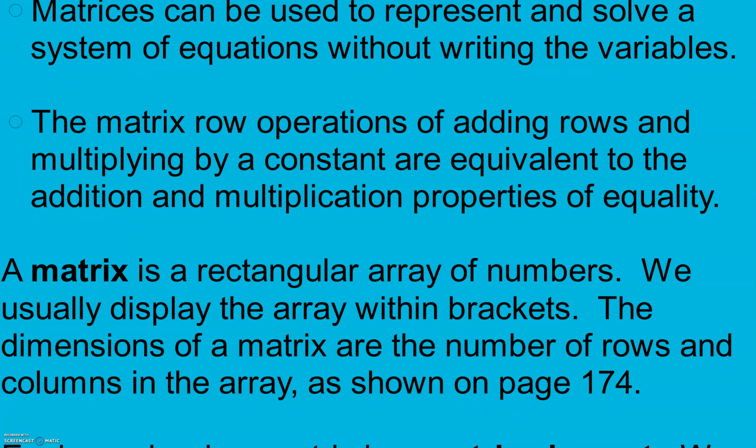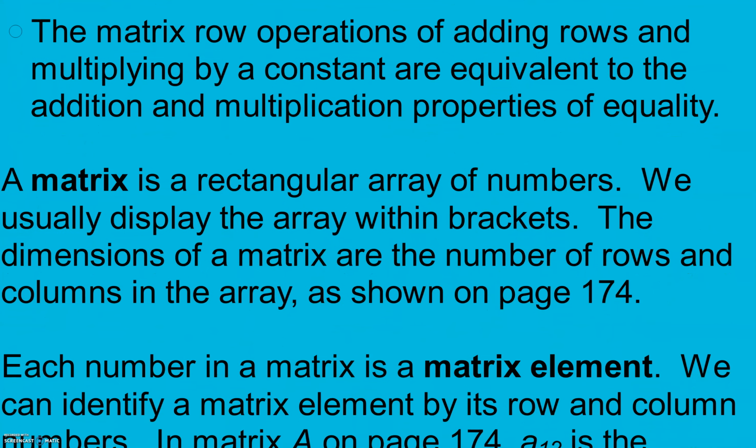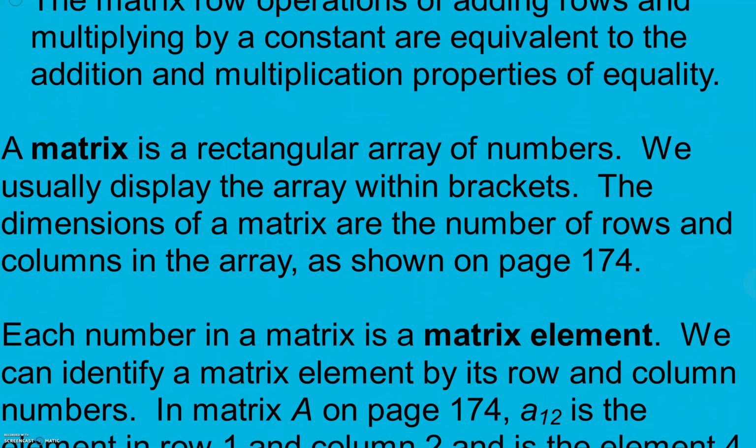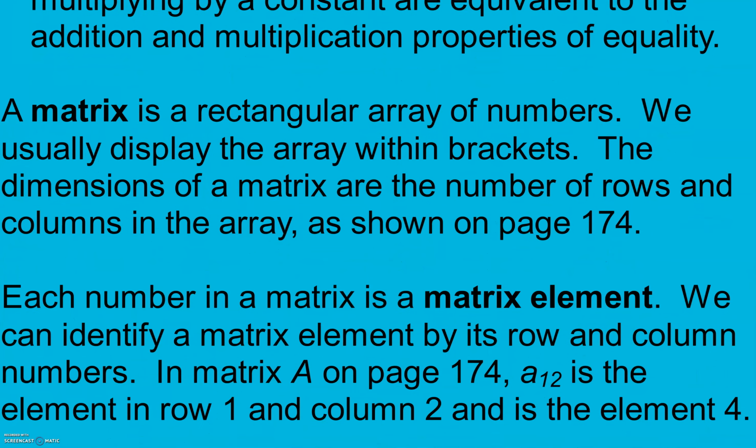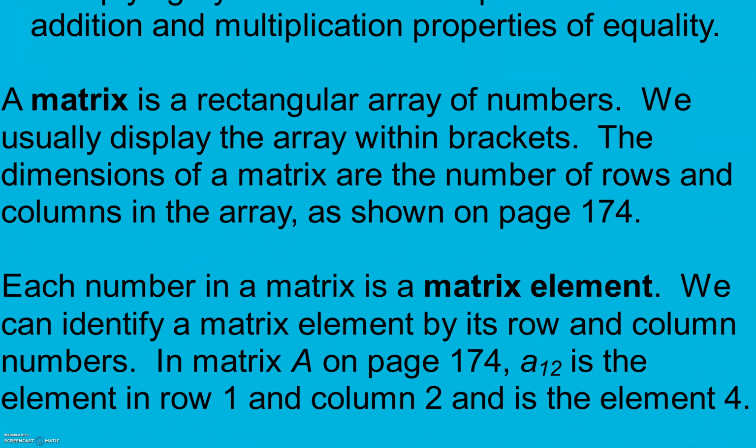The matrix row operations of adding rows and multiplying by a constant are equivalent to the addition and multiplication properties of equality. A matrix is a rectangular array of numbers. We usually display the array within brackets. The dimensions of a matrix are the number of rows and the number of columns in the array, as shown on page 174.